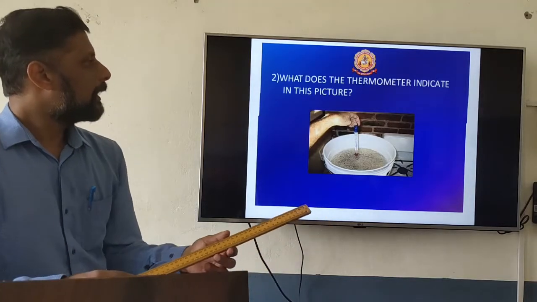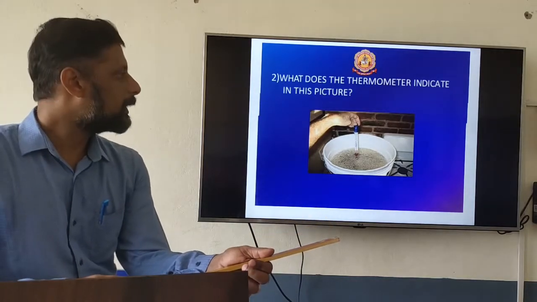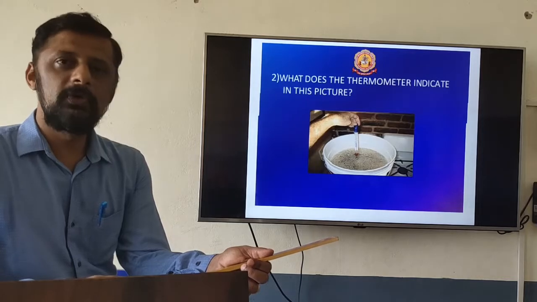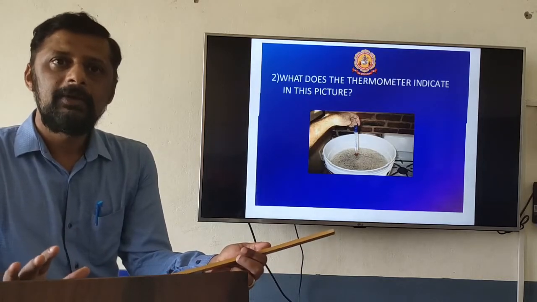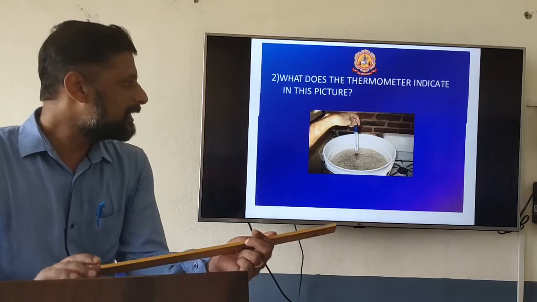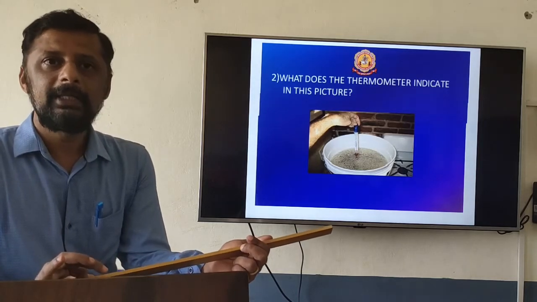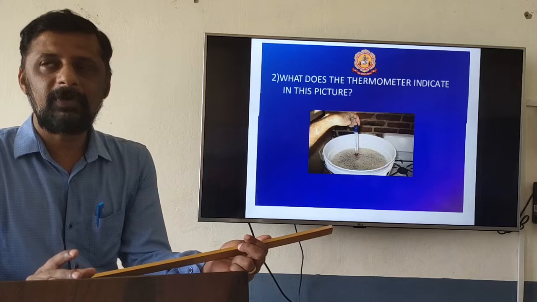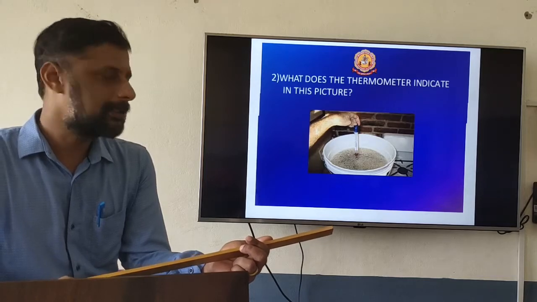So in this picture you can observe a thermometer placed in a particular liquid. Usually a thermometer is a device which is used to measure the temperature of a given substance. If it is a hot liquid, then its temperature is more, otherwise its temperature is less.